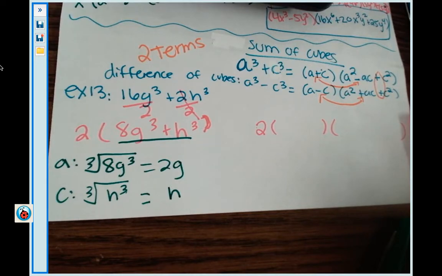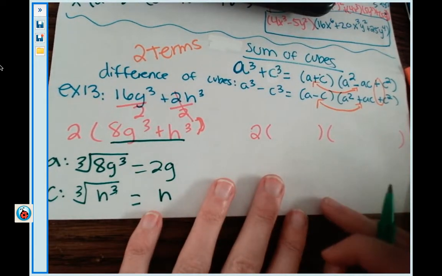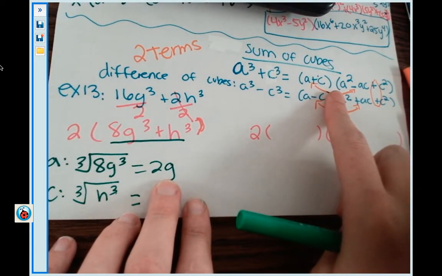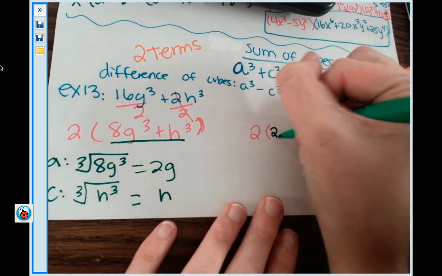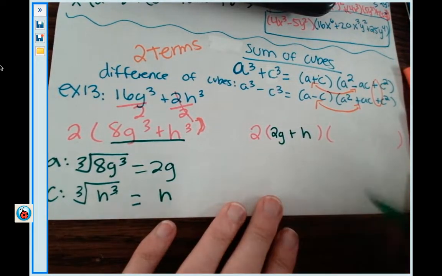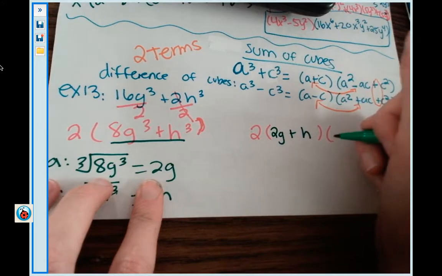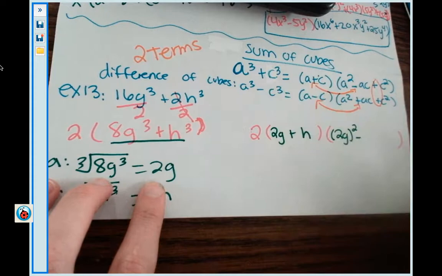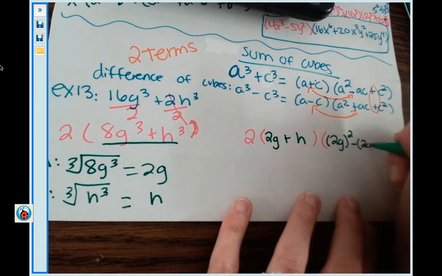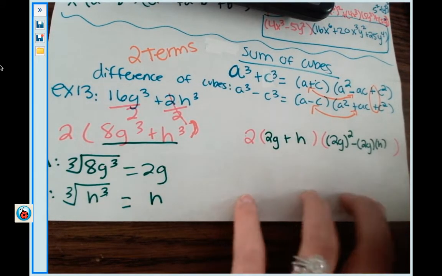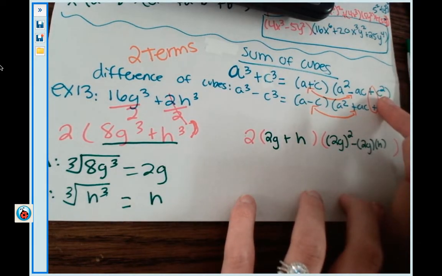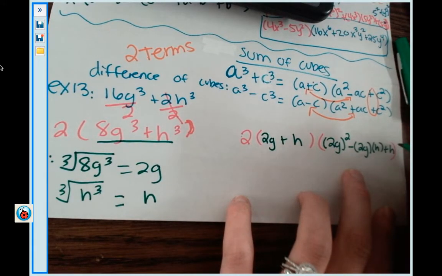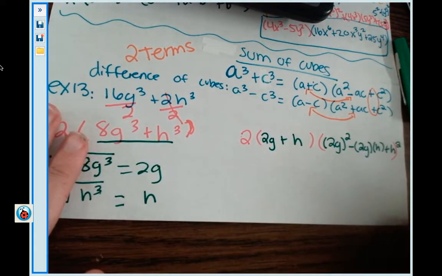All right, guys, let's set up our formula. Okay, so the first thing I'm going to do is I'm going to put my A plus my C. So I'm going to add the A to the C. So 2g plus h. All right, then it says we square the A term. So I'm going to put this bad boy in a parenthesis with a square. Okay, minus my A times my C, so my 2g times my h. And then it's going to be plus C squared. So I'm just following this formula right here. So plus my C term squared, which is h squared.